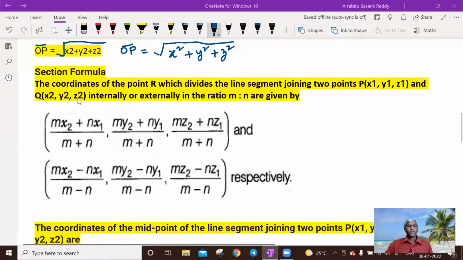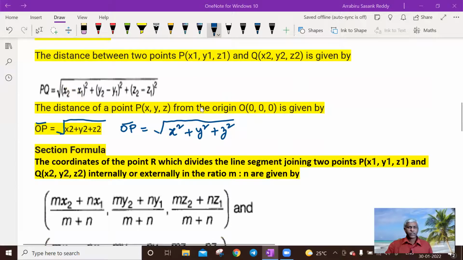Similarly, the distance between 2 points and the distance between origin to any point.